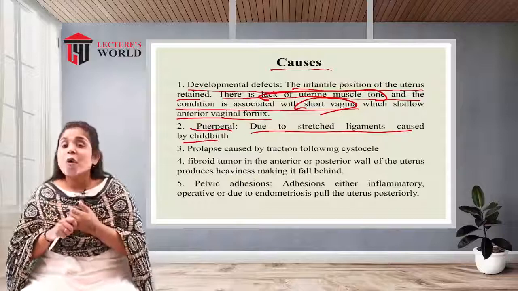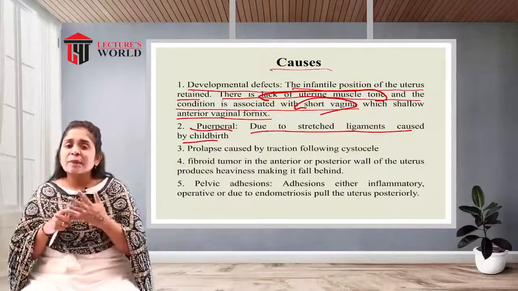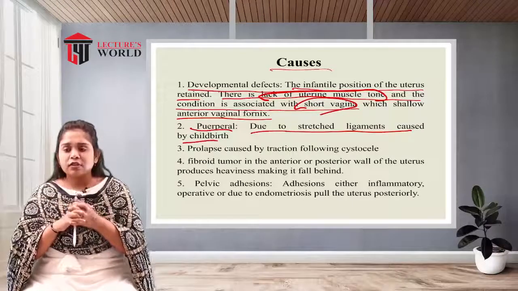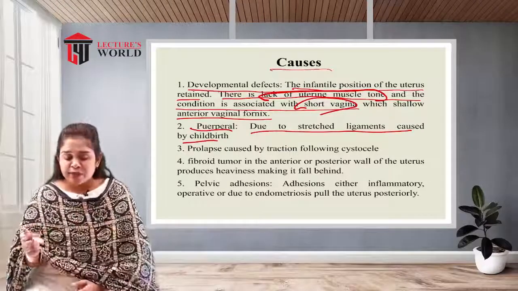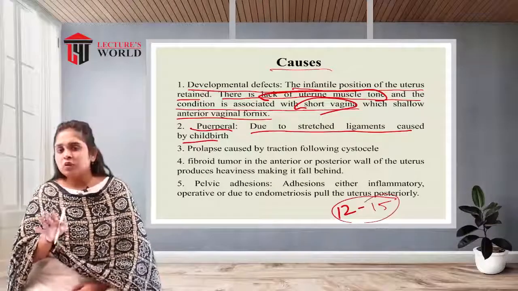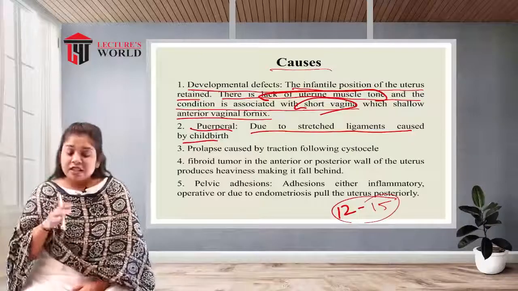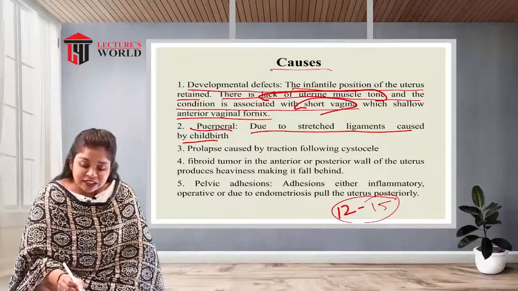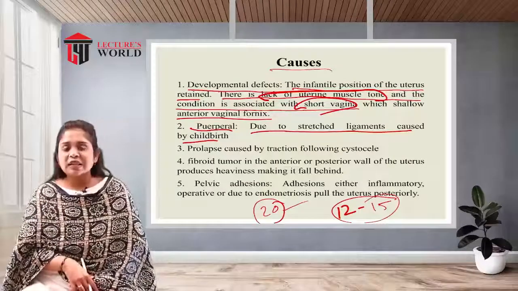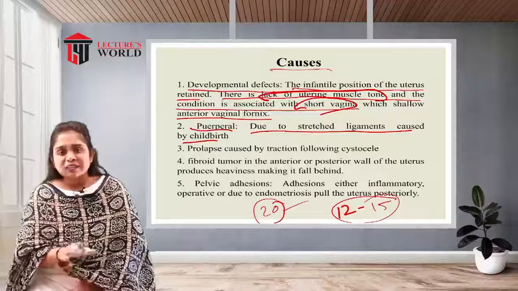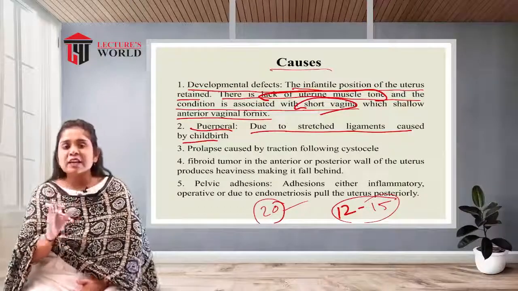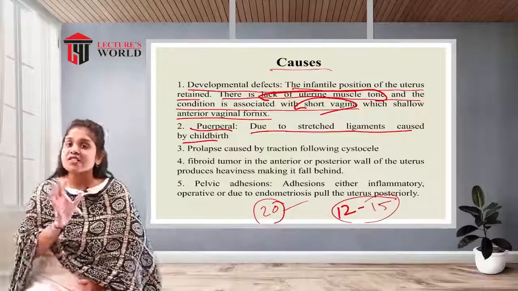Then the obstructed labor. If we talk about the normal labor duration, it will be about 12 to 15 hours, and within that period of time the delivery will happen. But in obstructed labor, if the labor process lasts more than 20 hours, that is known as obstructed labor or prolonged labor. Prolonged labor is when the duration of a normal delivery is more than 20 hours.